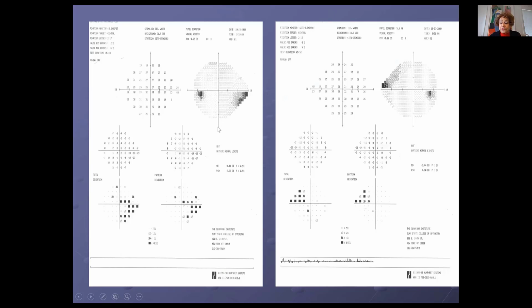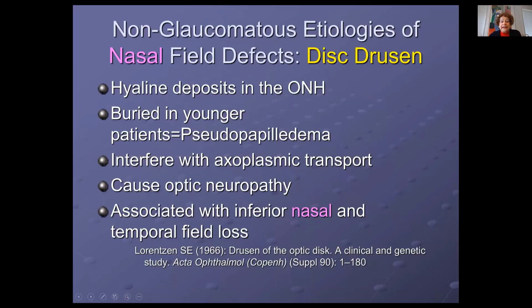And this field defect could be glaucomatous, and it could just be due to the disc drusen. Because what are disc drusen? They are hyaline deposits in the optic nerve head. They are buried in younger patients, causing blurred disc borders, leading to what we call pseudopapilledema. But drusen are not benign. They interfere with axoplasmic transport, and they cause optic neuropathy, just like glaucoma causes an optic neuropathy. And most often, drusen are associated with inferior nasal and temporal field loss, but most often nasal field loss, just like glaucoma.